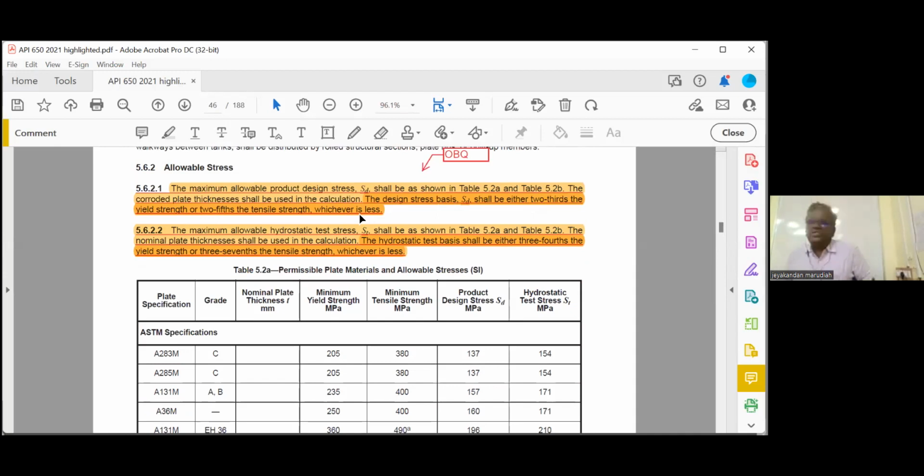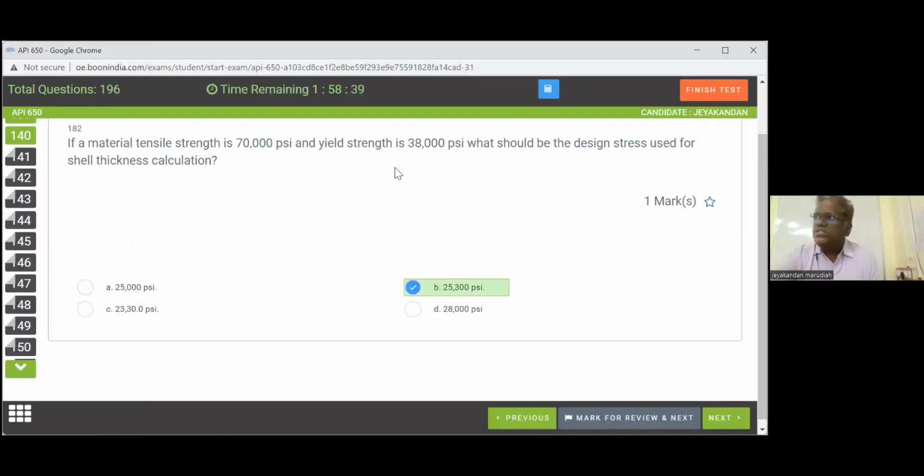We have to calculate the 2/3 of the yield strength. So what yield strength is given here? In the question, yield strength is given as 38,000. So 2/3 of the 38,000 is 25,333. They will round it, so use the rounded value 25,300. Then the next one is 2/5 of the 70,000, which is 28,000. The lower value is 25,300 only. We have to use the lesser value only. Yes, this is the one point: whichever is less.